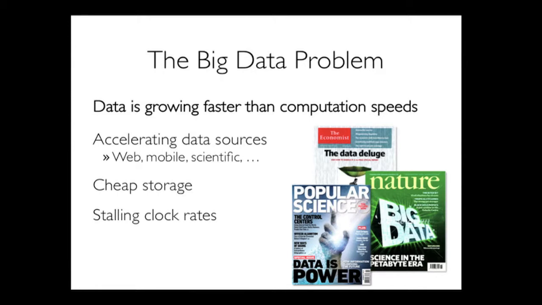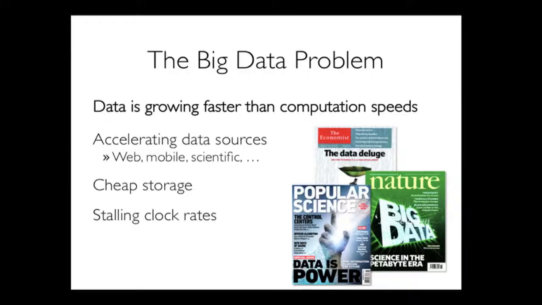So first of all, the data sources themselves are accelerating. We have things like the web or the mobile web, where increasing numbers of users are using it and it's generating data very quickly. And we also have things like scientific instruments, gene sequencing machines, or telescopes that actually improve at a rate faster than Moore's law in their ability to generate data. So there's all this data coming in.